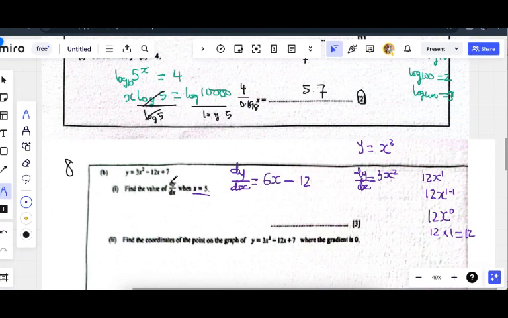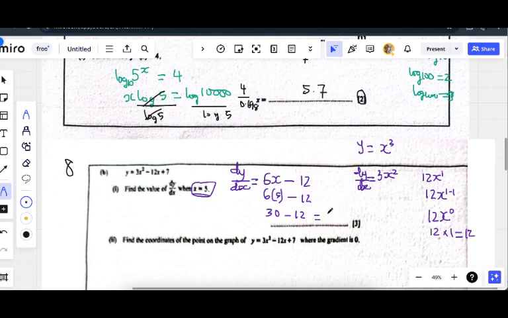But you say find the value of dy over dx when x is 5. After we differentiate, we substitute 5 in place of x. So I'll get 6 times 5 minus 12. 6 times 5 we got 30. So you say 30 minus 12, you get 18. So this answer is 18.